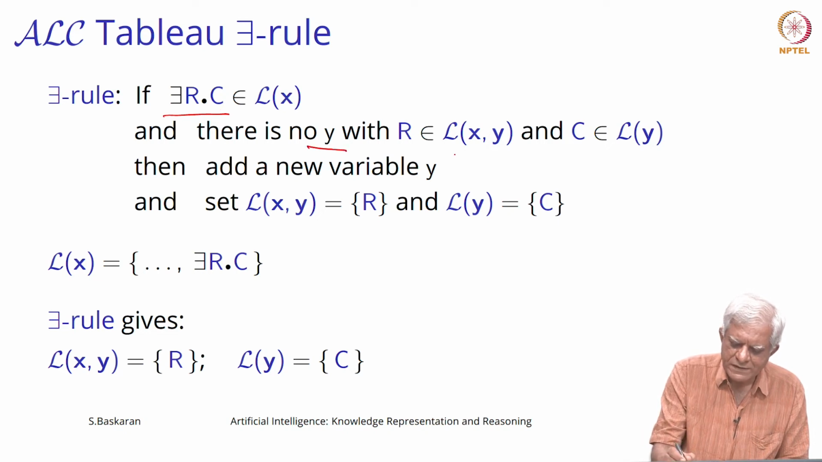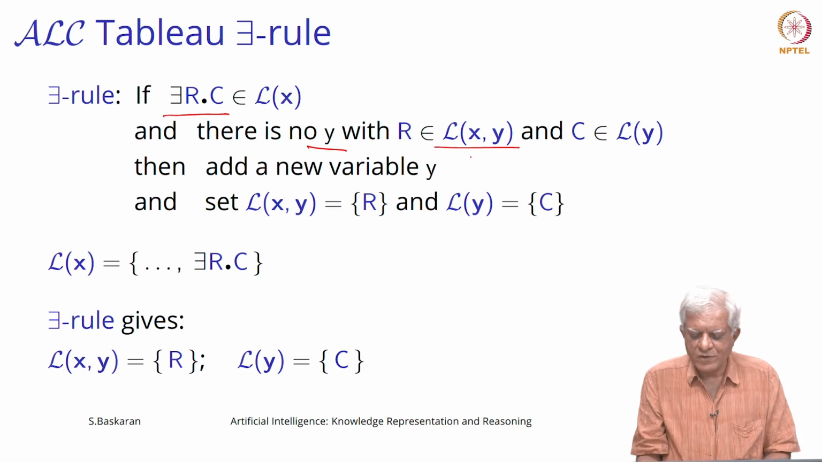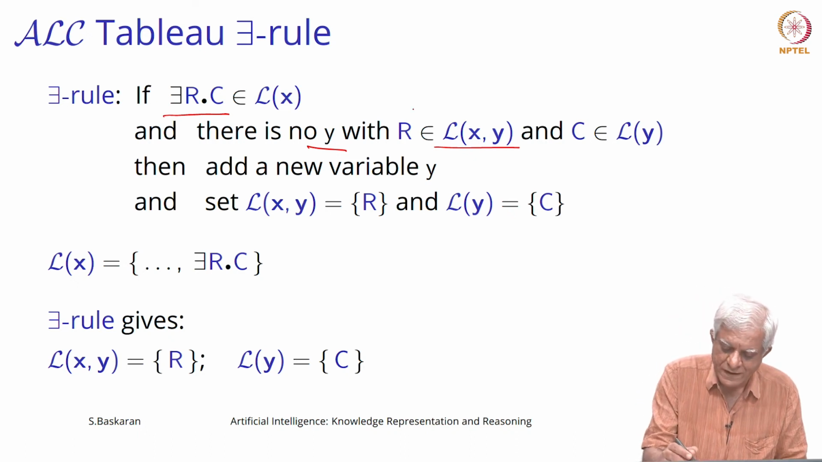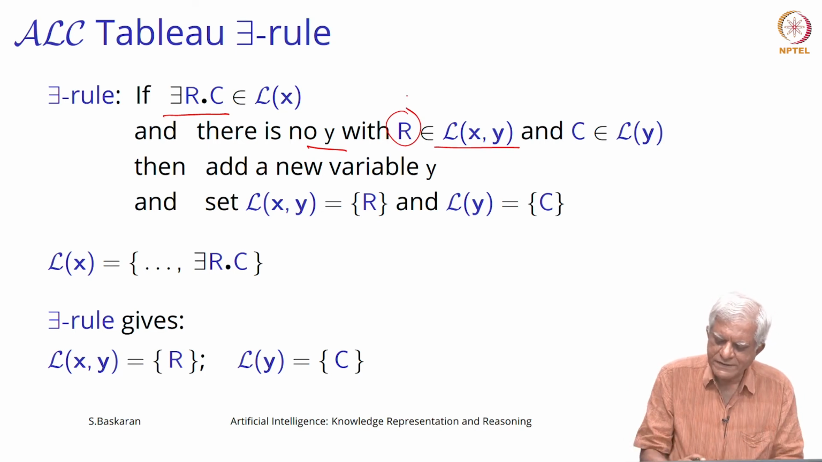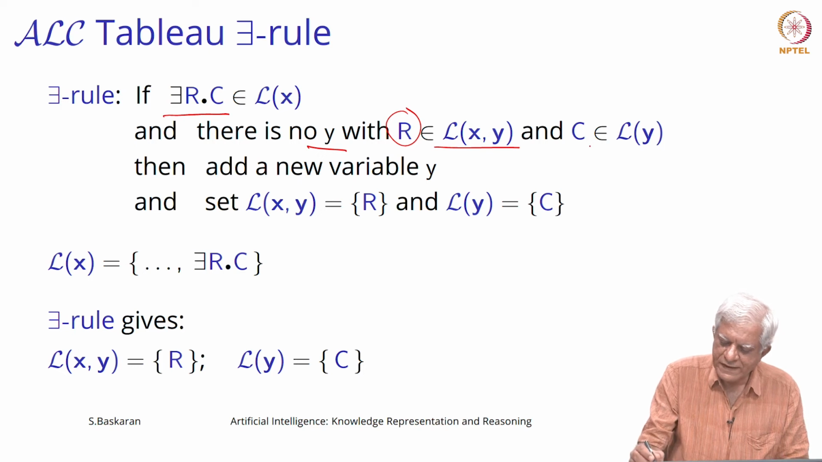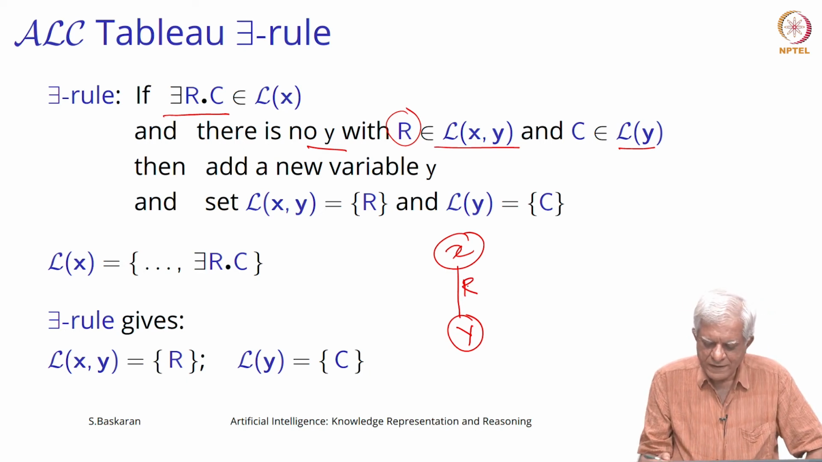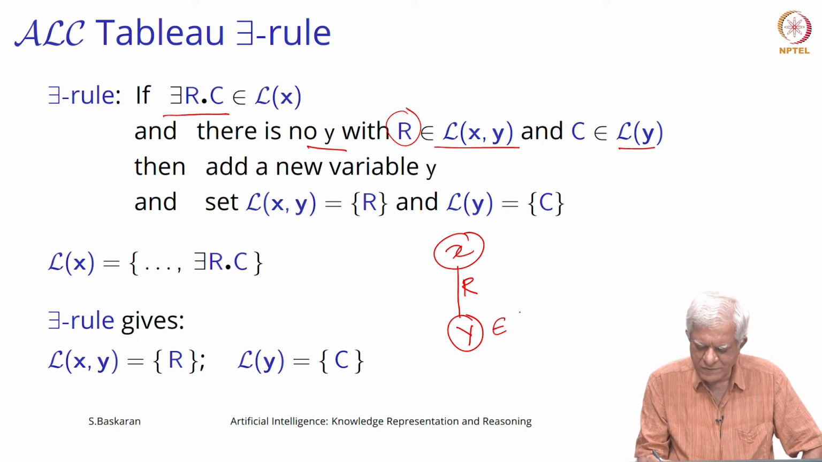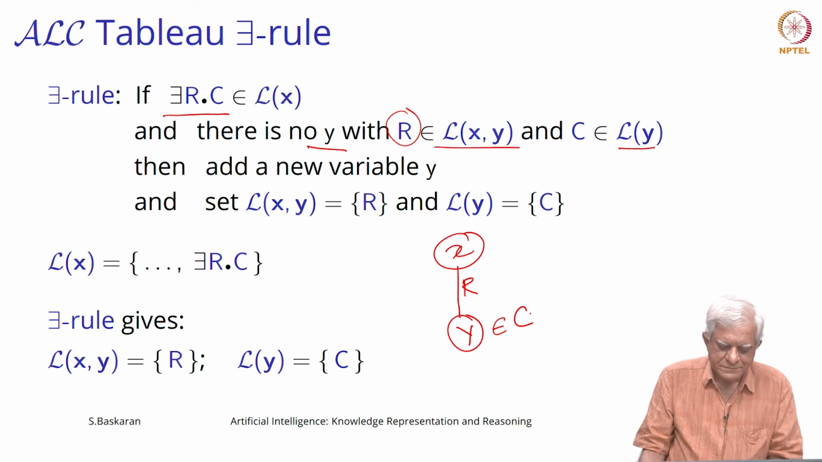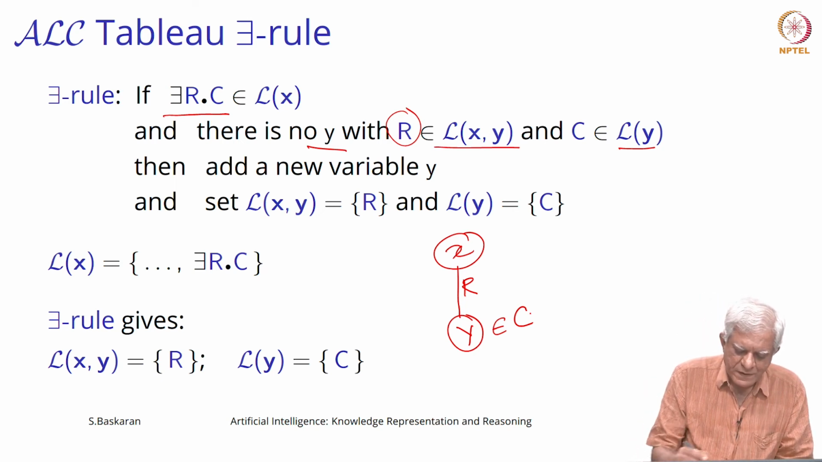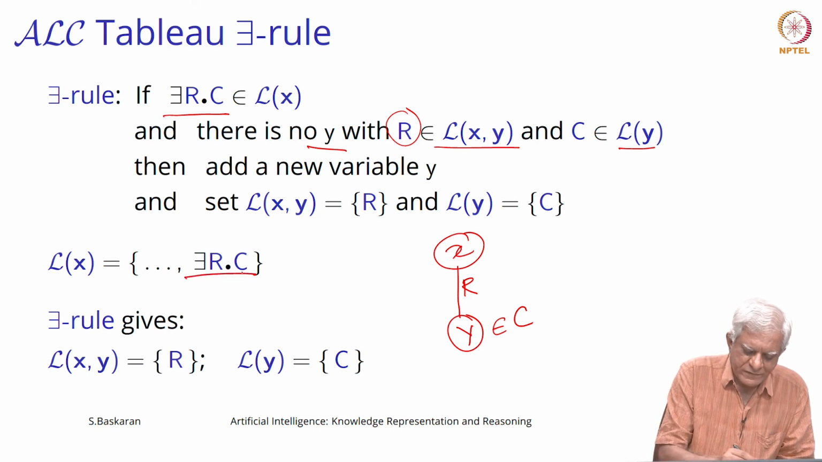And there is no Y such that the edge X Y is labeled by R and Y is labeled by C. Then we add a new variable Y. So, we started with X, then we add a new variable Y and we have this relation R here, and we say that Y belongs to the set C. So, if we have this statement there, then we add a new edge and we say that Y belongs to C.